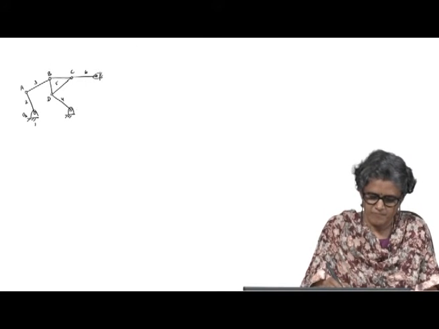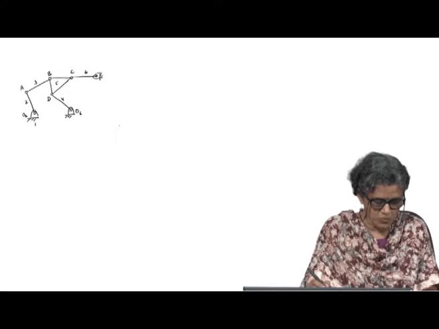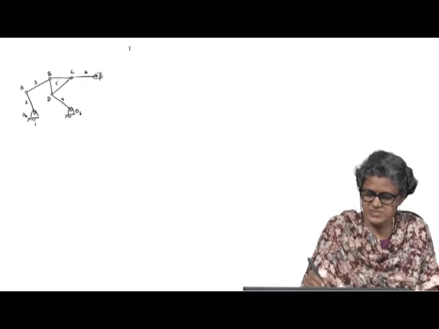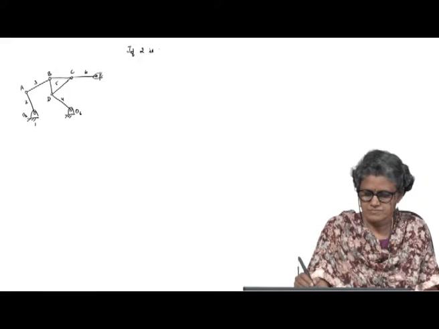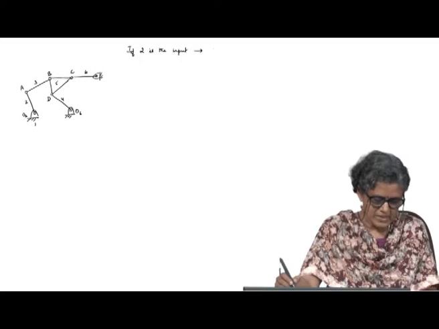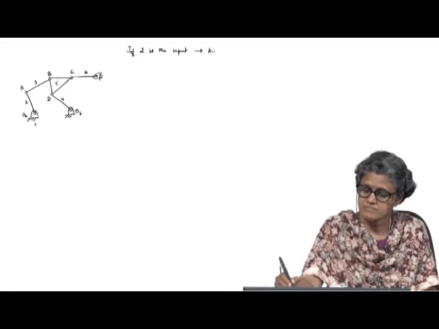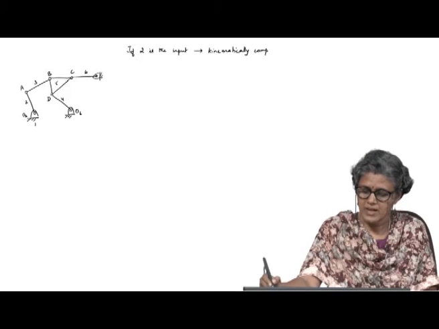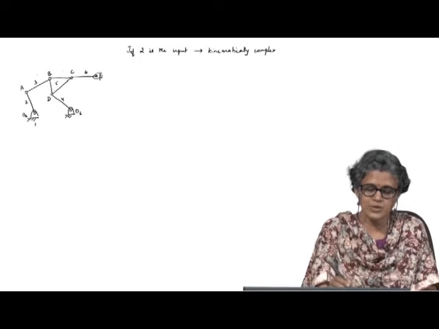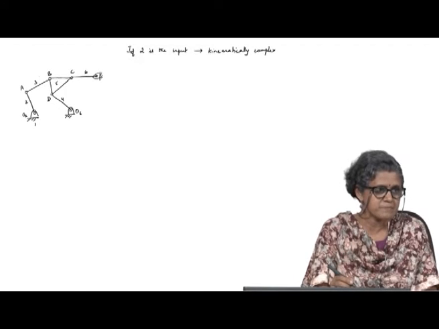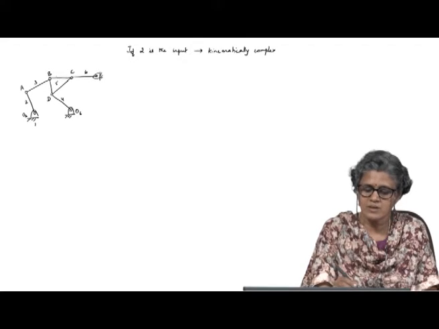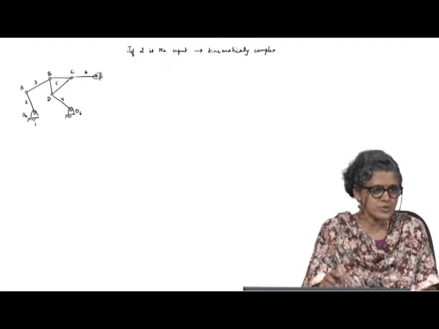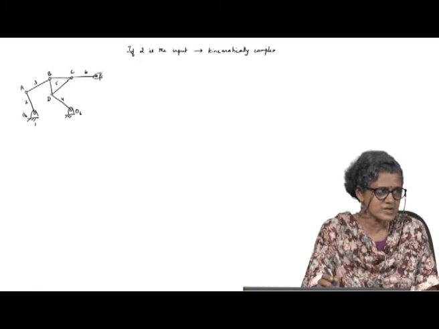Okay. So, here is a case where, if 2 is the input, it is a kinematically complex mechanism, because I will know the acceleration of A, but I know nothing about the path curvature of B. If 6 or 4 is the input, not a problem, I can solve it, right.